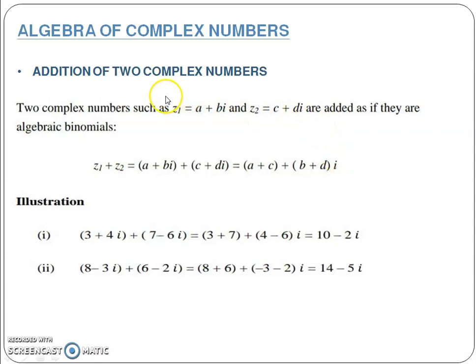Next is the addition of two complex numbers. The two complex numbers z1 and z2 can be added as if they are algebraic polynomials. That is, for the addition, we simply need to add the real parts of the two complex numbers and the imaginary parts of the complex numbers.